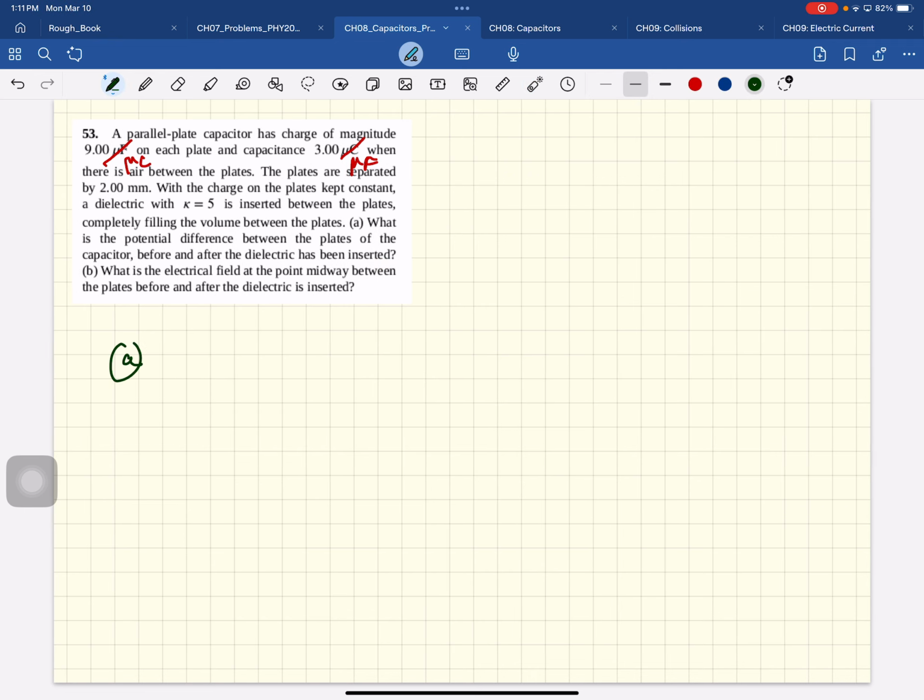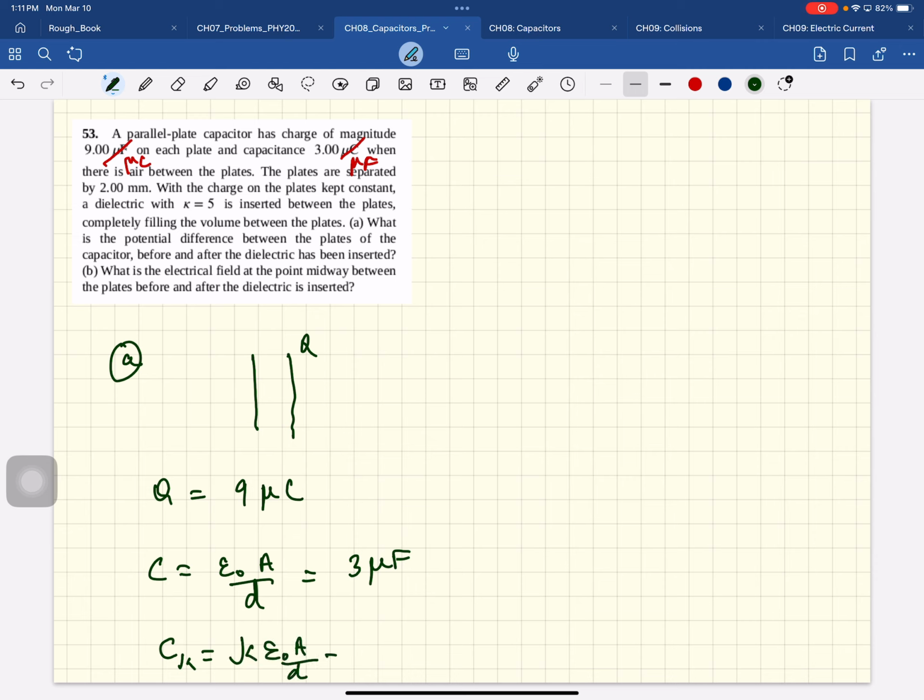So the charge is 9 microcoulombs. The capacitance with air in between them is 3 microfarads. And the capacitance with the dielectric present is this. The dielectric constant is 5, so 5 times 3 microfarads, which is 15 microfarads.